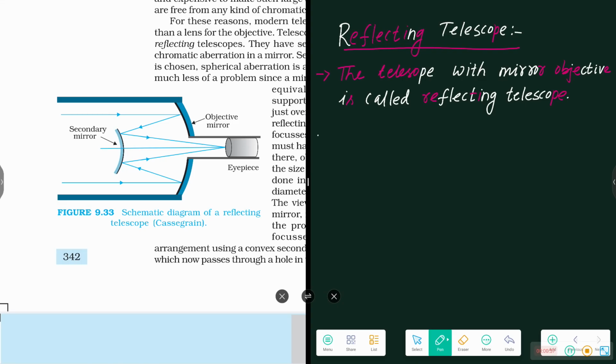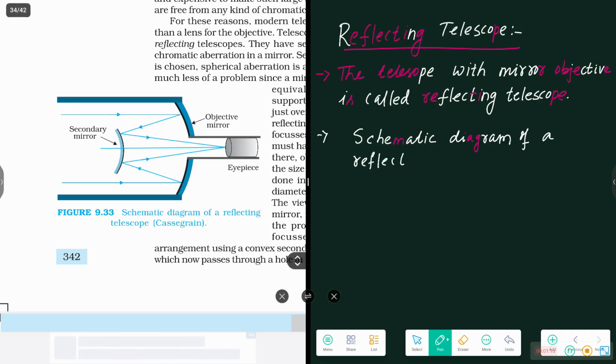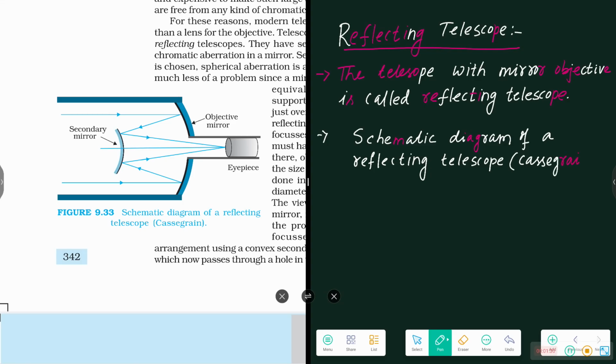Right, heading. Now here write schematic diagram. Okay, schematic diagram. Whatever picture is given there, you do that. Schematic diagram of a reflecting telescope. This telescope has another name also, Cassegrain. Okay, Cassegrain telescope. So here a picture is there.